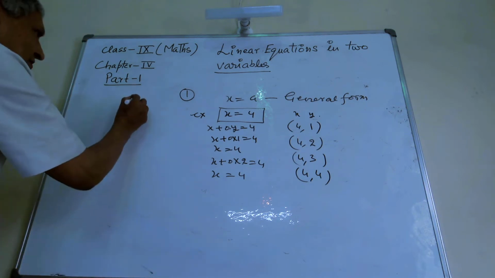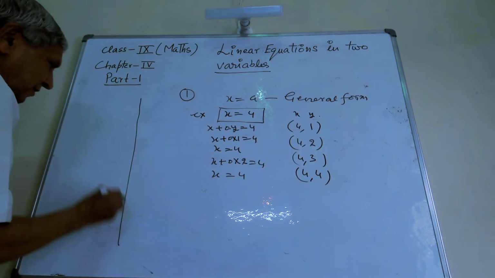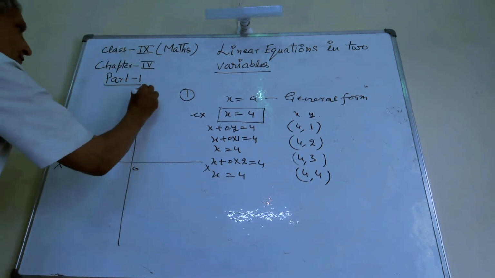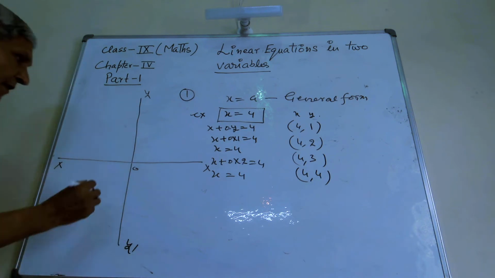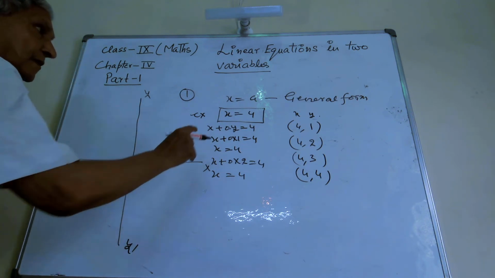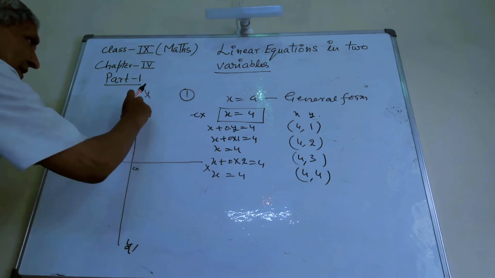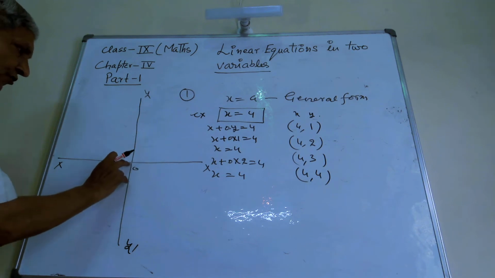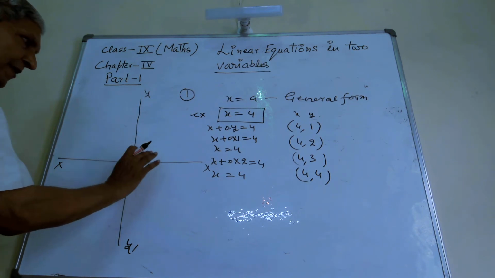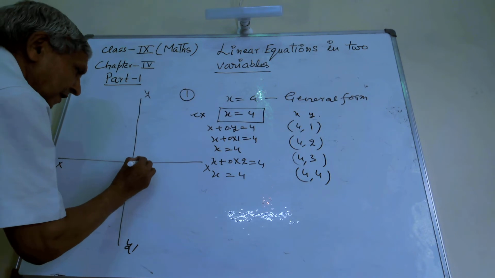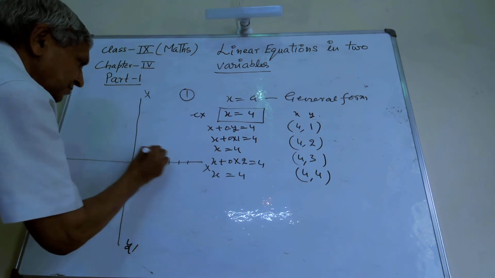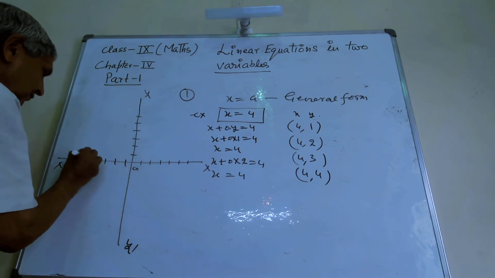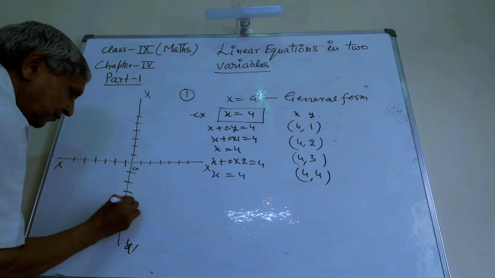Now plot these points. This is the graph of this equation. I want to draw a graph here with XOX dash and YOY dash. These are the two axes, the x-axis and the y-axis, and both intersect at point O perpendicularly. Now mark 1, 2, 3, 4, 5, 6 along each direction of the axes.